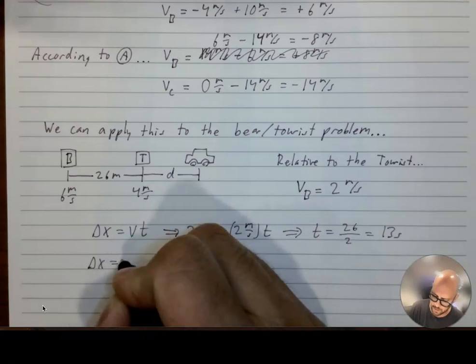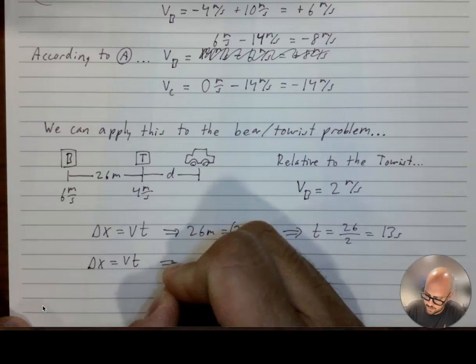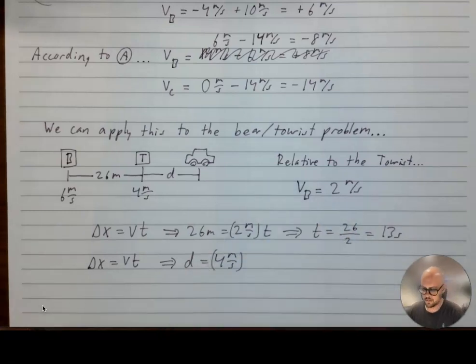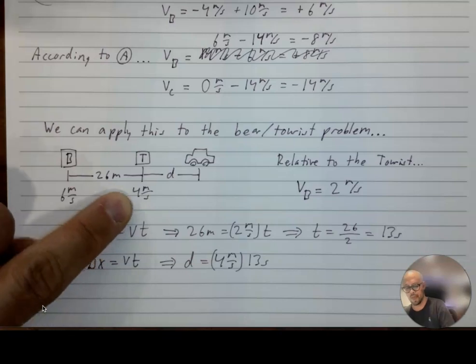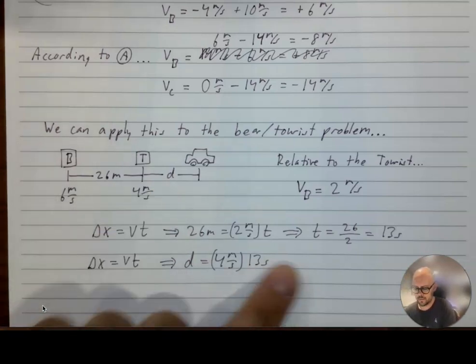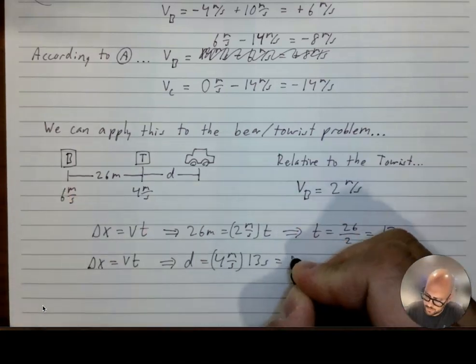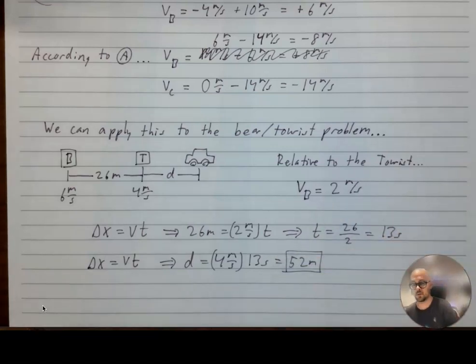And so if I take the tourist's data, I can say that they're going to move distance d at their own speed of 4 meters per second over 13 seconds, because the tourist's actual velocity relative to the ground is 4. And then the time it takes the bear to catch up to the tourist is 13, and 4 times 13 is 52 meters. So I just wanted to present you with another way to solve this problem.